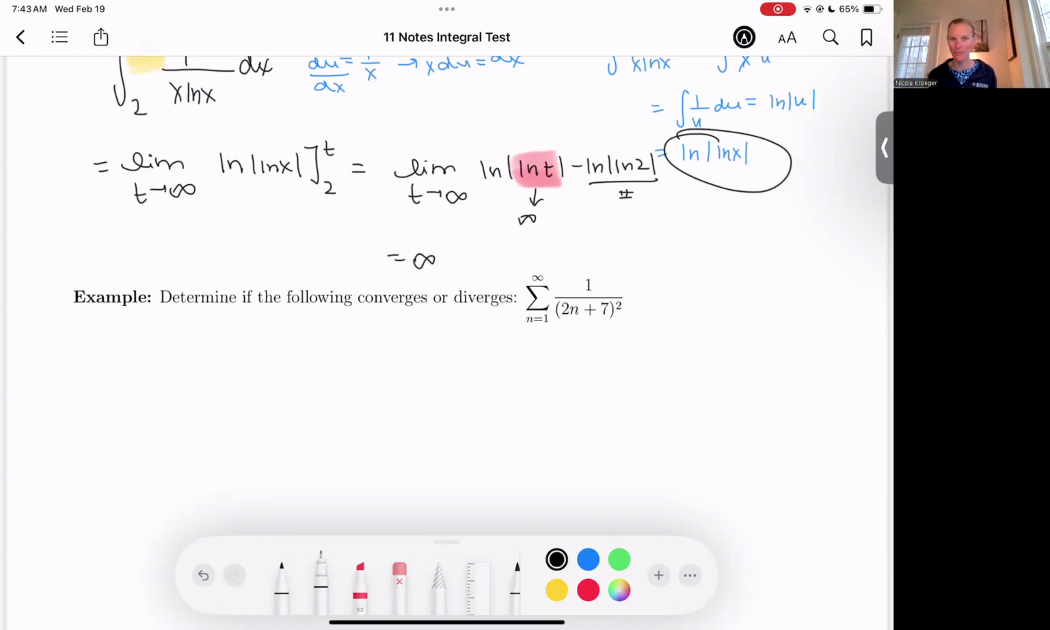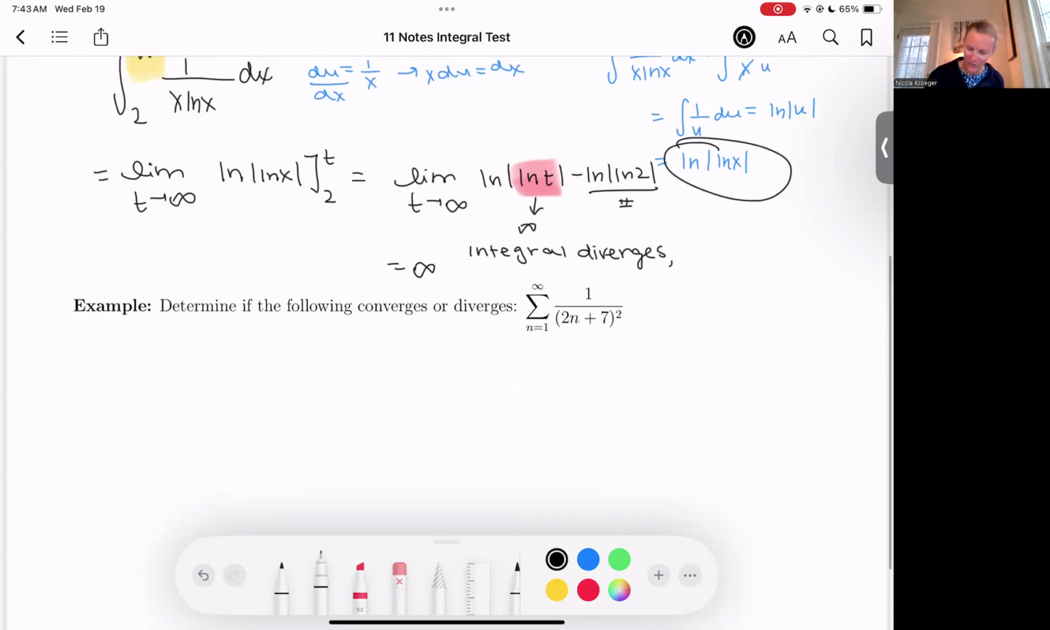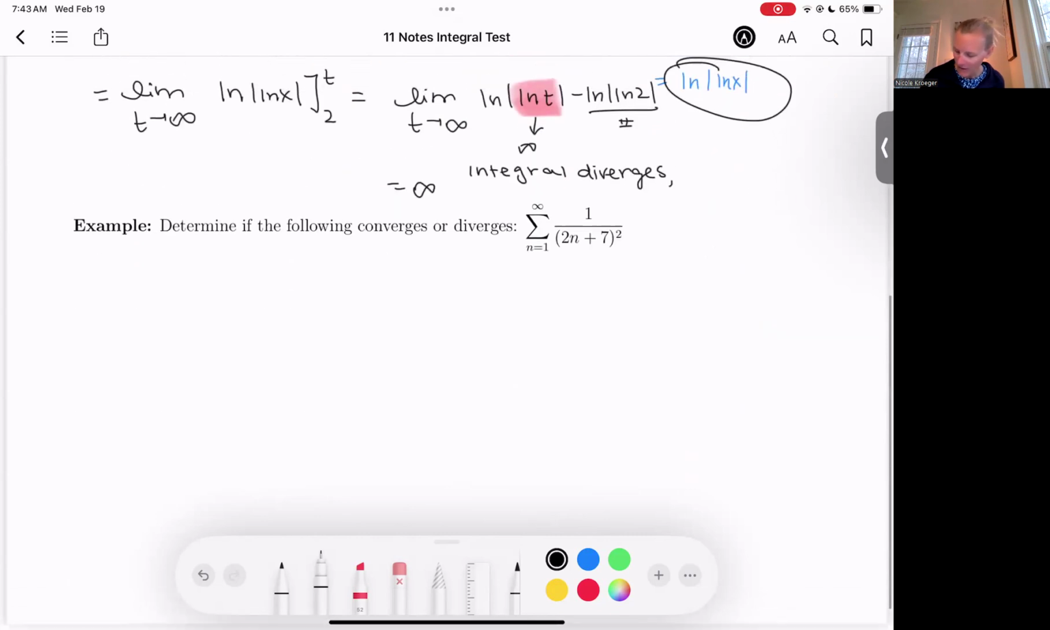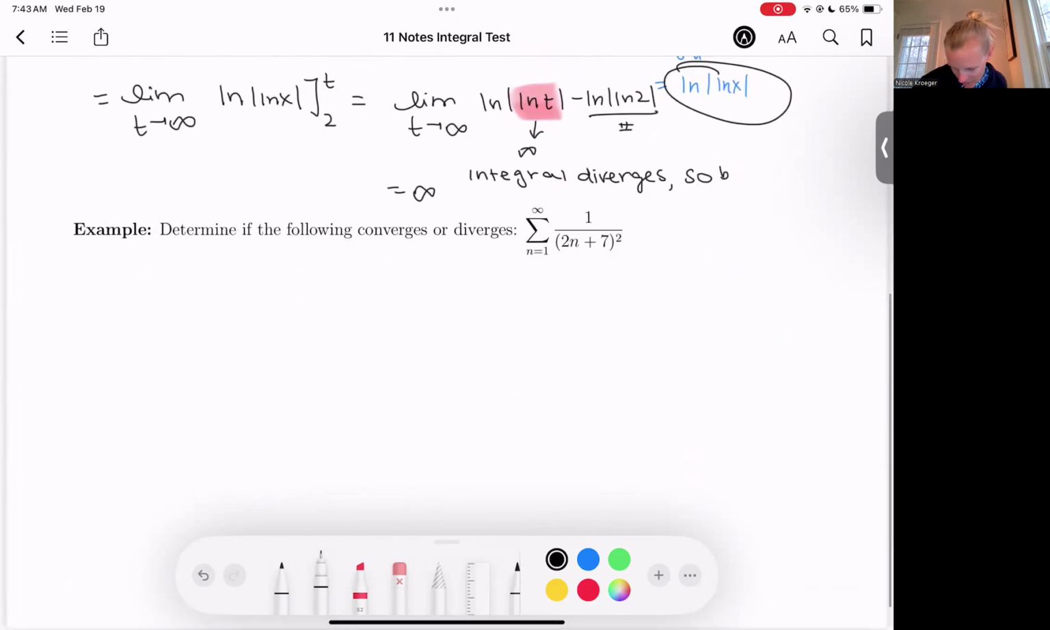Now we have to interpret what that means. That means that the integral diverges. And by the integral test, if the integral diverges, then the series is going to diverge as well. So the integral diverges, and by the integral test, the series diverges also.